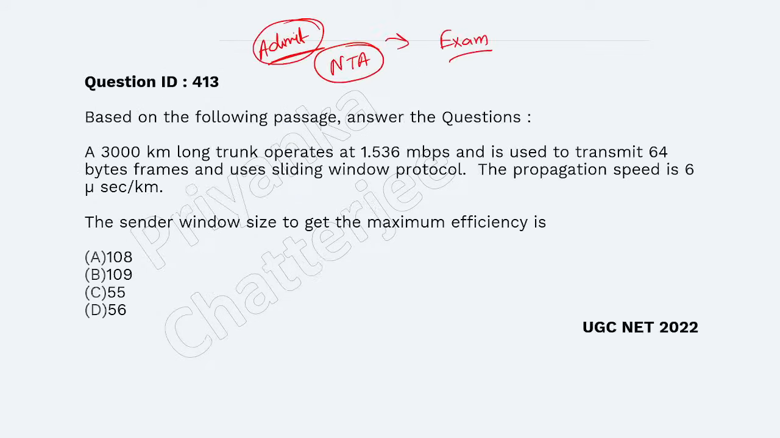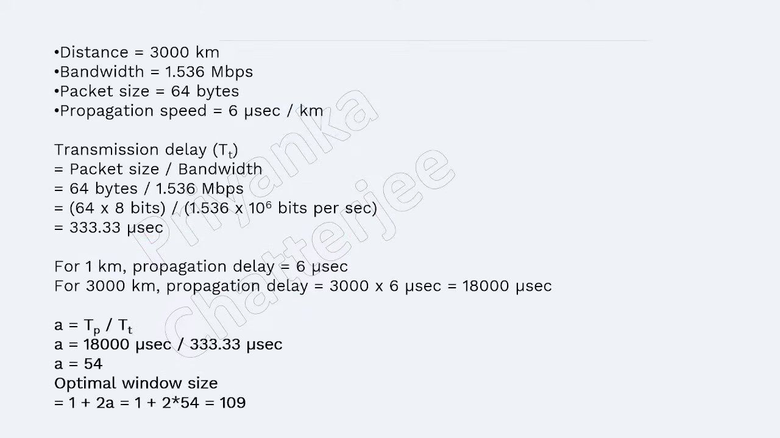How to do it? Here it is asking the sender window size to get the maximum efficiency. What will be the sender window size to get the maximum efficiency? That is the question. So just now you calculate the transmission delay and all this data. Here we also calculate the propagation. So A is TP by TT. That is the formula for A. So your TP is 1800 and TT is 333.33, right? So it will be 54.